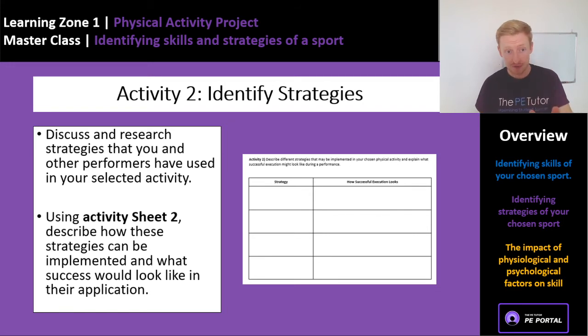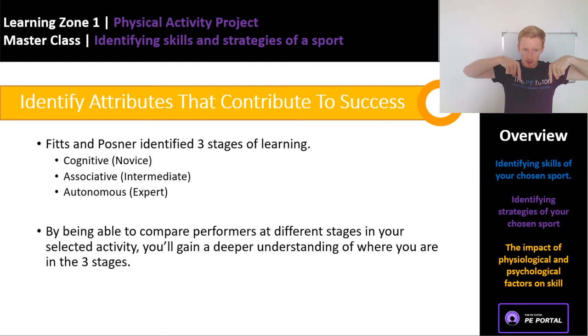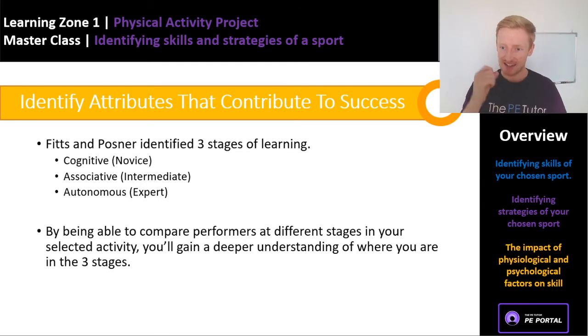So if you haven't already, pause and do activity 1 and activity 2. Okay, they're sort of separate and they sort of run by themselves. If you're sticking with us, we're going to move on. So, overview, third part now, we're going to be looking at the impact of physiological and psychological factors on skill.